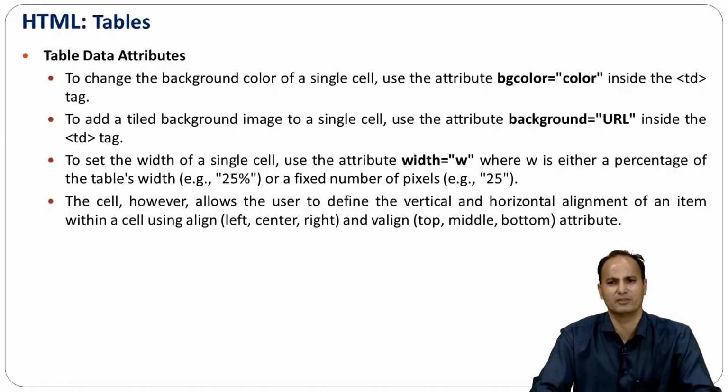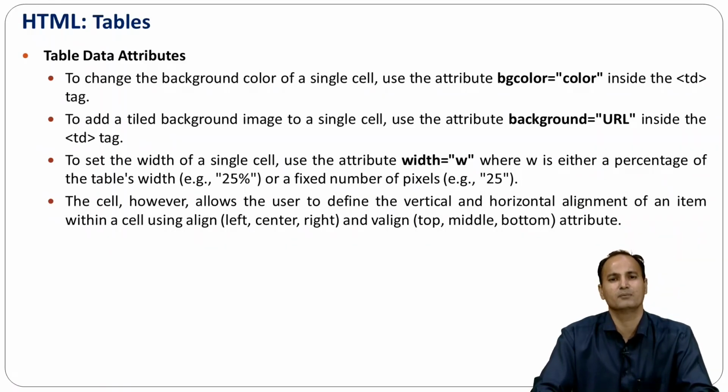Now, table data attributes. To change the background color of a single cell, use the attribute bgcolor and specify the color value. That specific color will be displayed in a particular table cell. This property is used to highlight the content of a table. Sometimes we want to highlight certain values from the overall table, so for those cells we will use this bgcolor property by specifying a particular value or color.